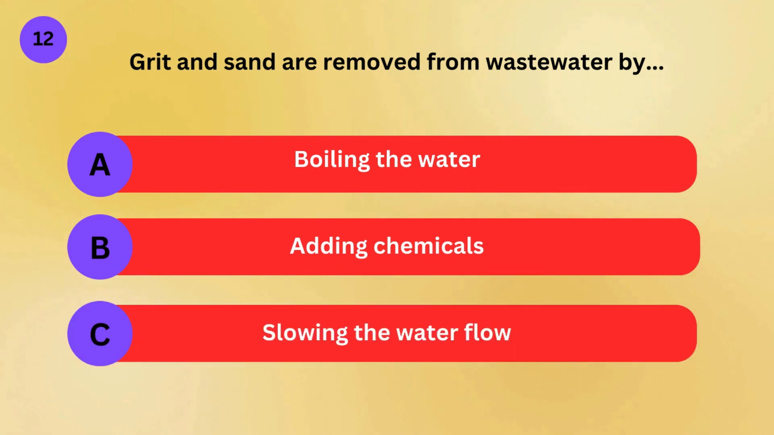Grit and sand are removed from wastewater by boiling the water, adding chemicals, slowing the water flow.